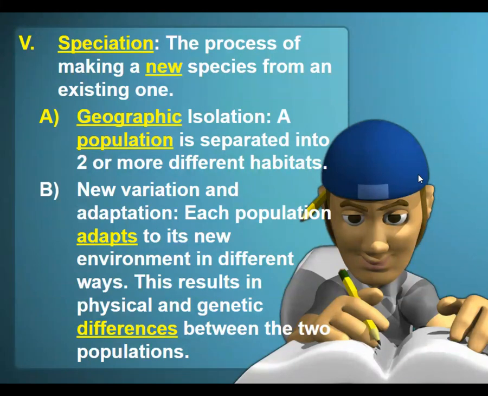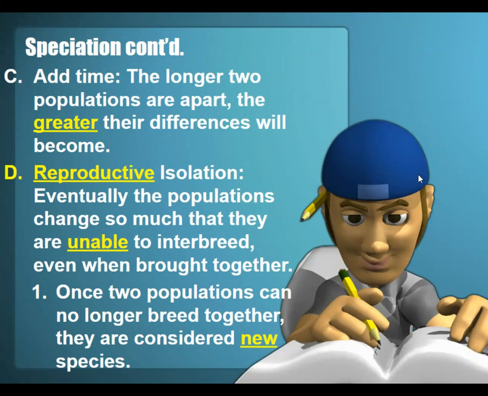Then we have speciation. This is the process of making a new species from an existing one. This happens in multiple ways, and some of these ways can overlap with each other. You can have geographic isolation. This is when a population is separated into two or more different habitats. You're going to see new variation and adaptations. Each population adapts to its new environment in different ways. This results in physical and genetic differences between the two populations. And we're not talking about just one generation. This is over multiple generations. Then you add time, and the longer the two populations are apart, the greater their differences will become.